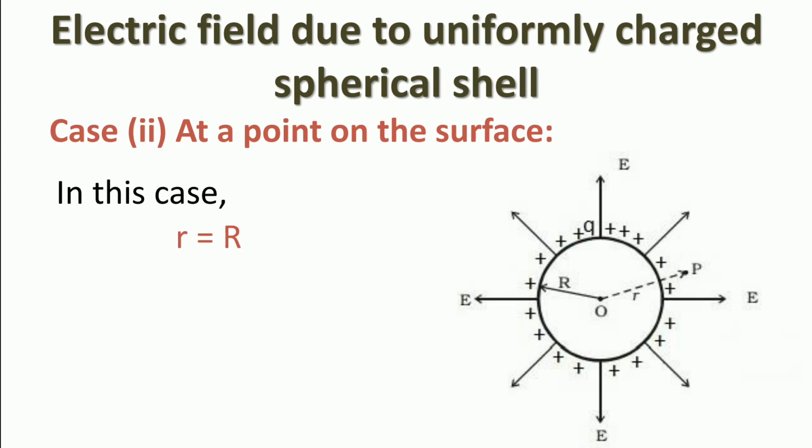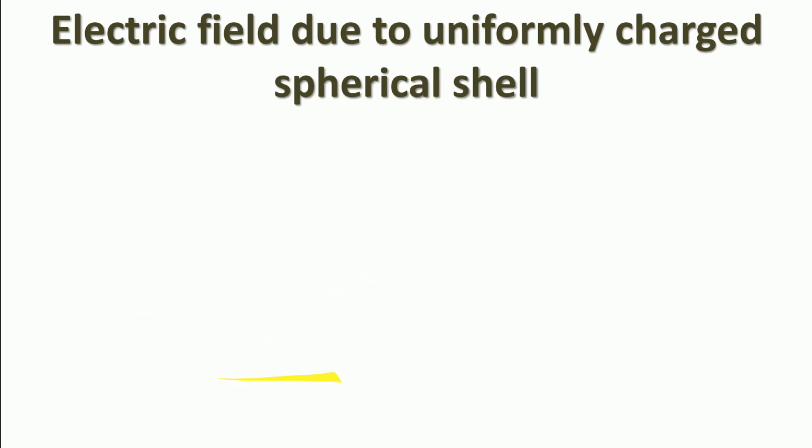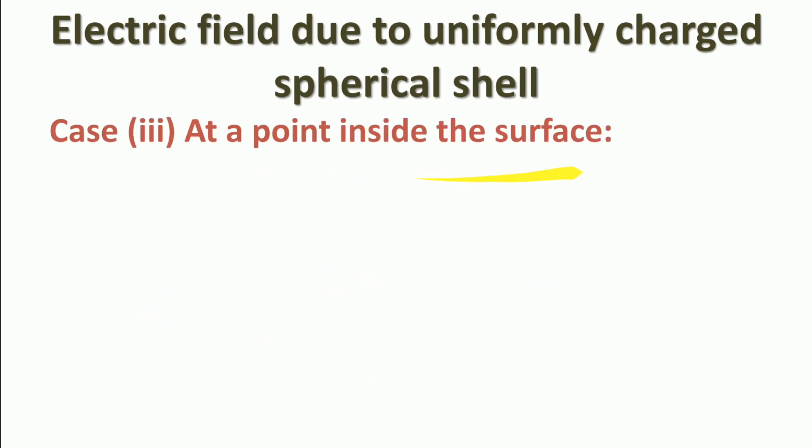So what happens? It becomes E is equal to Q upon 4 pi epsilon naught capital R square. This is the expression for the electric field due to a uniformly charged spherical shell when the point is on the surface of the spherical shell. One more case we have, that is at a point inside the surface.